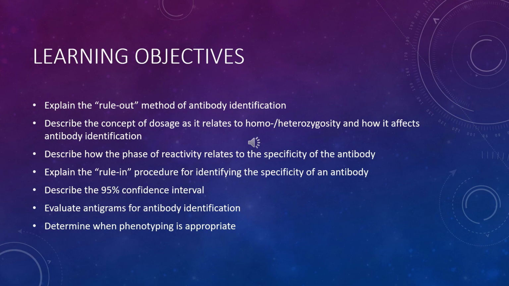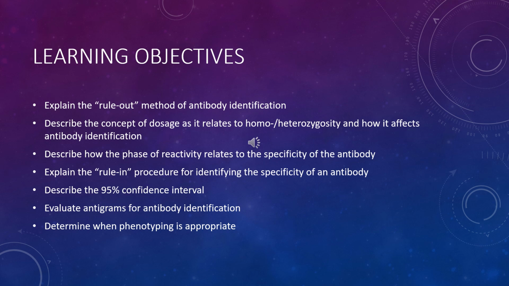You'll also be able to describe how the phase of reactivity relates to antibody specificity, and explain the rule-in procedure for identifying antibodies. This is one of the final steps that will help you assure that you have the right suspect. Related to both the rule-in and rule-out steps is the 95% confidence interval. We'll talk about that a little bit.